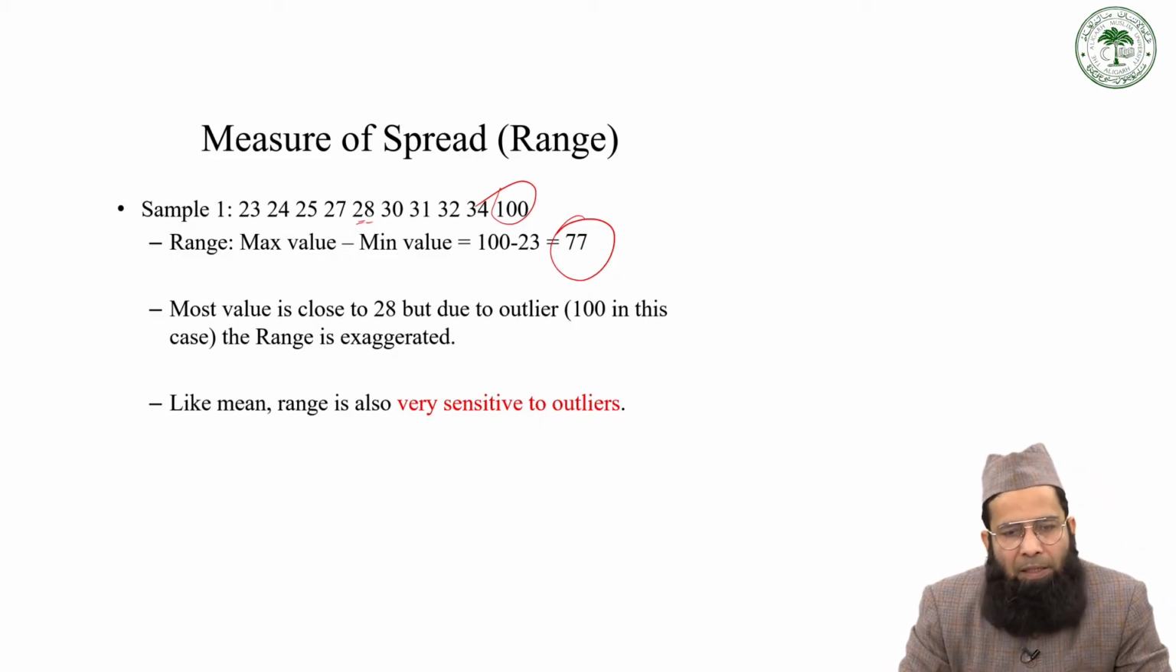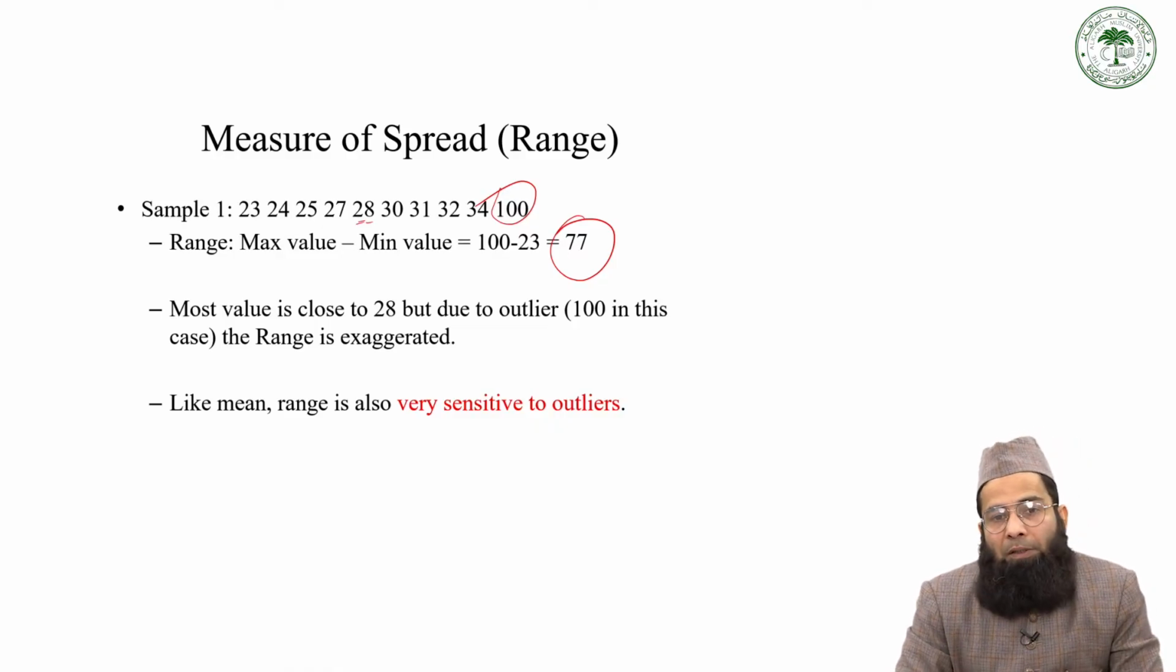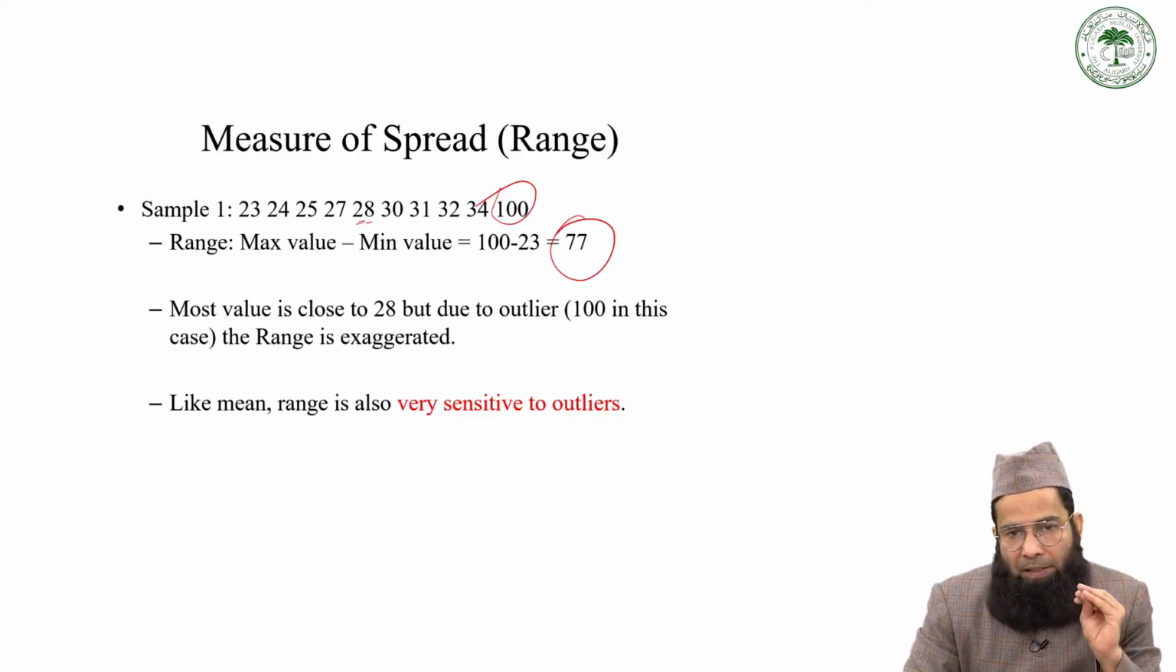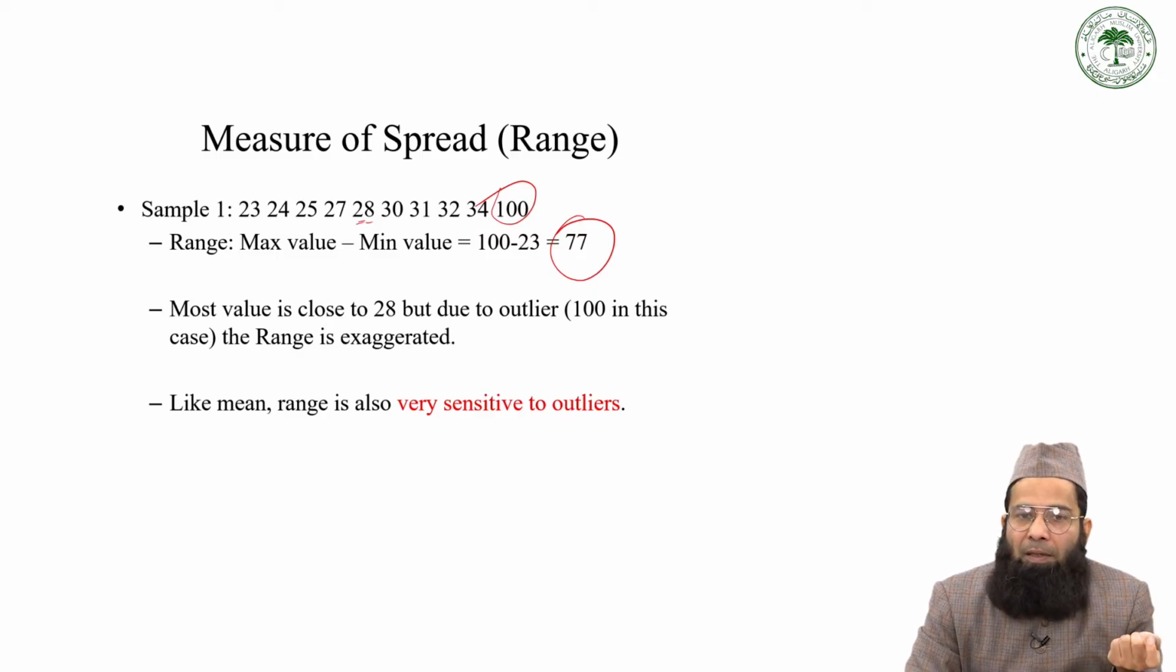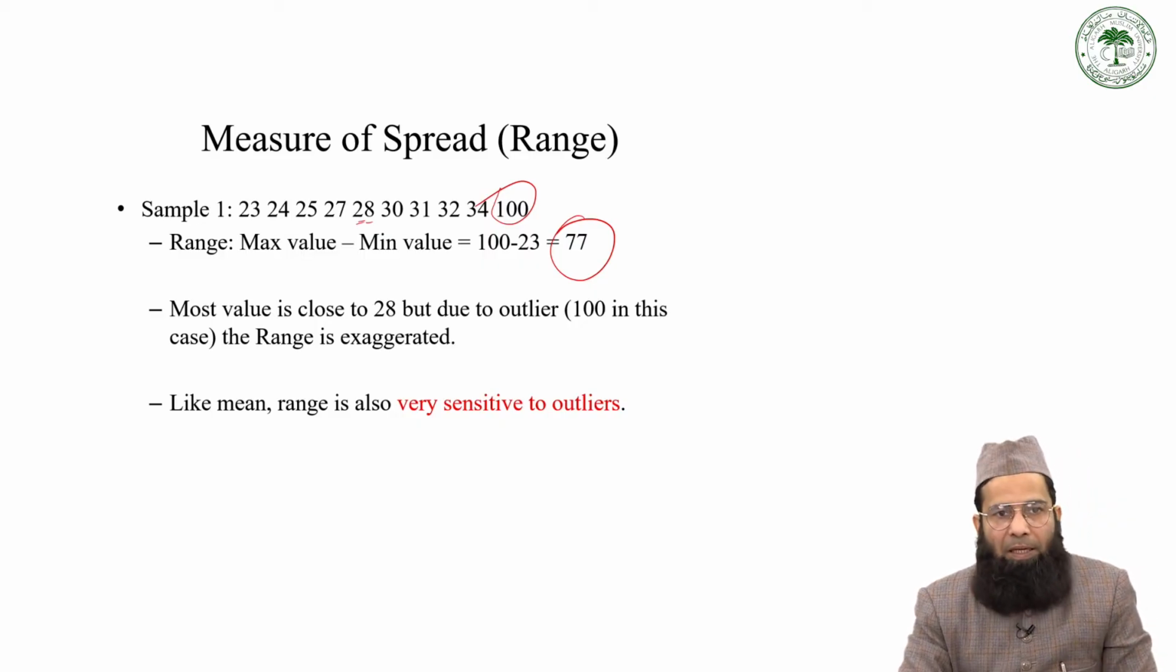So like the mean, the range is also very sensitive to outliers. It is very important. So we have seen the mean is sensitive to outliers, but the median and mode are not sensitive to outliers. And as far as range is concerned, range is also very sensitive to outliers.